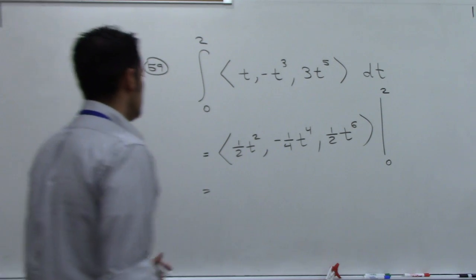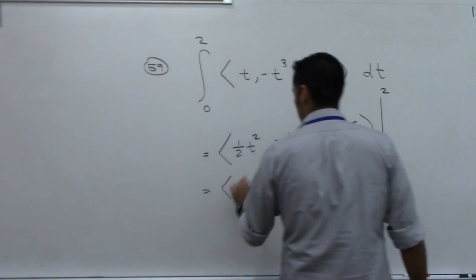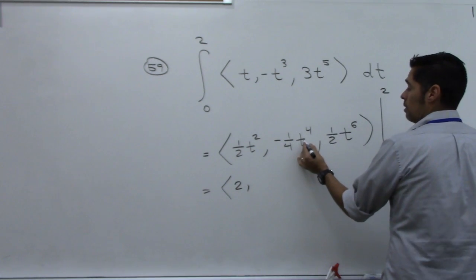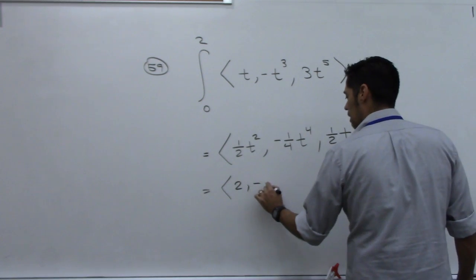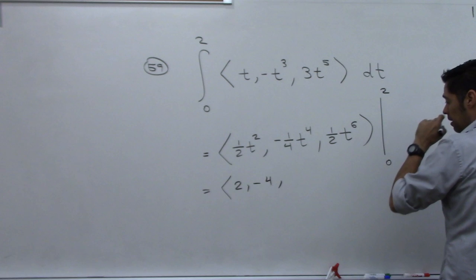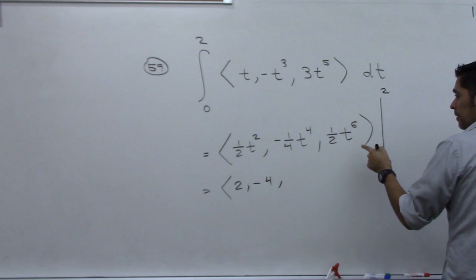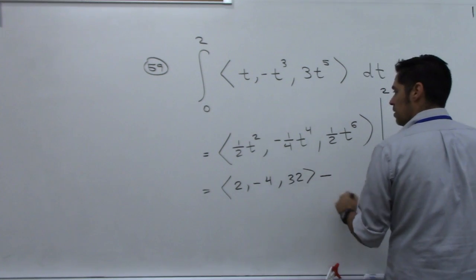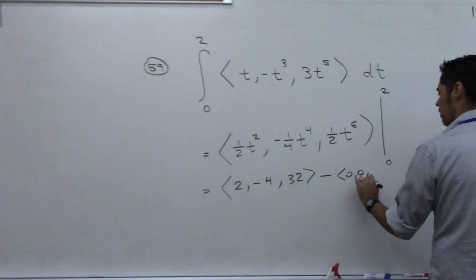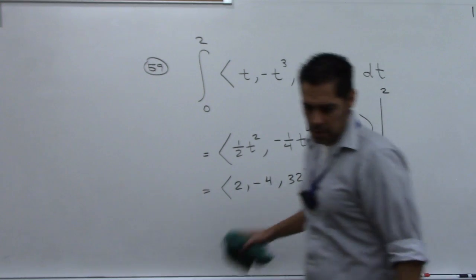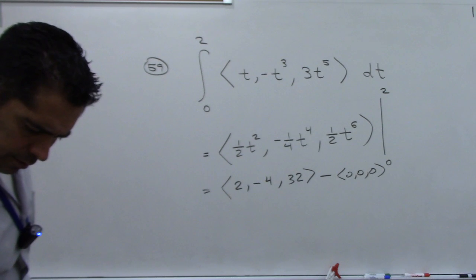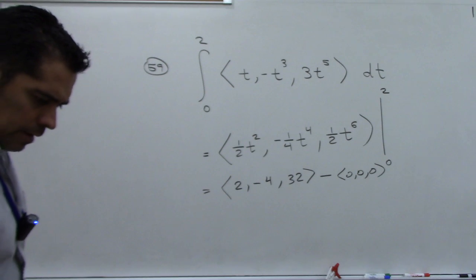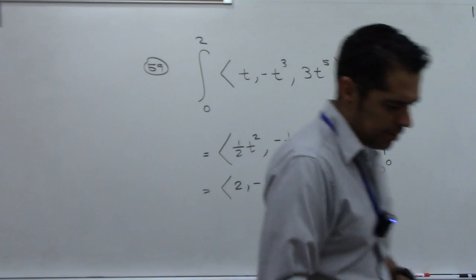Let's plug in 2. What happens if we plug in 2 here? 4, half of 4 is 2. Plug in 2 here. What do we get? 16 divided by 4 is negative 4. And then plug in 2 here. What's that? 16, 32, 64 divided by 2 is 32. Then we plug in 0, everything's 0, so the 0 vector. So it should just be this one right here. Let's see if I did that okay. 2, negative 4, 32. All right, and then you can do 61 and 63 yourself.